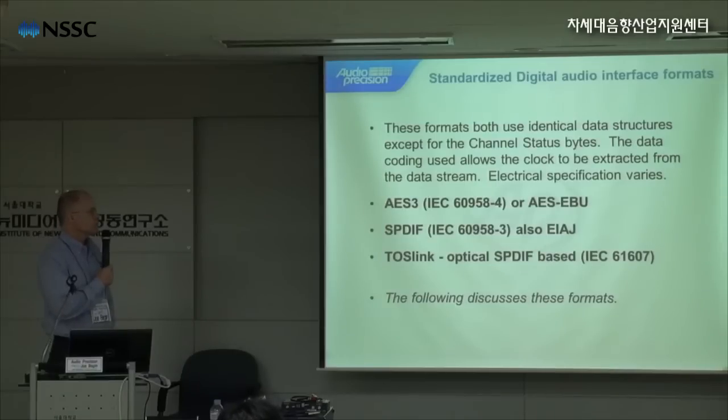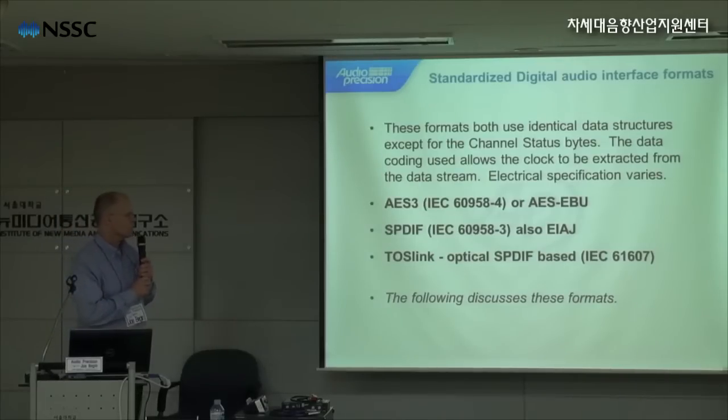Okay, so we're going to talk about standardized digital audio interface formats. These formats both use identical data structures, except for what's called the channel status bytes. The data coding used allows the clock to be extracted from the data stream, and the electrical specification varies. What happens is it's kind of unique in that the digital audio signal contains the clock as well as the data and what we call metadata, which is little bits of information used to describe the signal, and all of it is encoded into the serial stream.